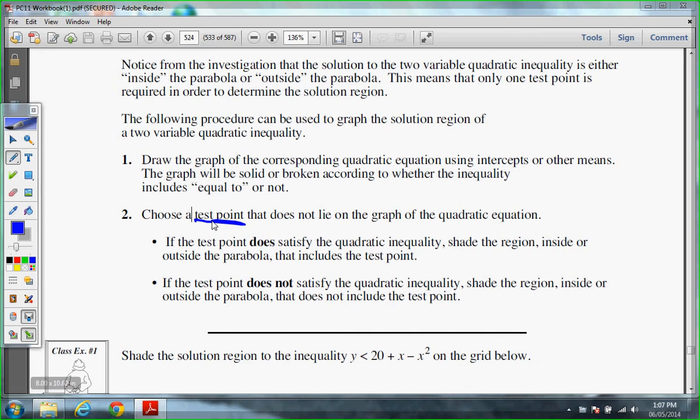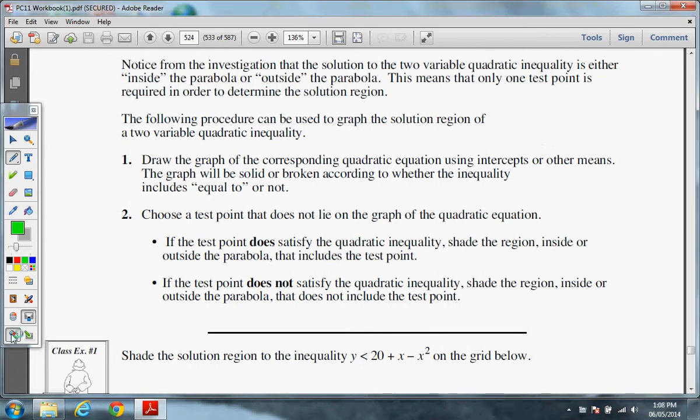Okay, so if I tried, just a little random example here, if I had a parabola here and I tried this point here, and that point did not work, then I automatically know that I have to be inside for my solution. It has to be one or the other, or on the graph, which is on the graph because it's equal to. Okay, are there any questions on that? Okay, pretty straightforward.